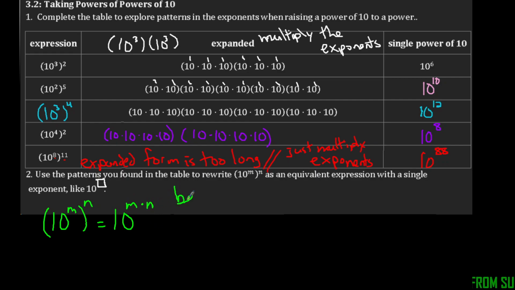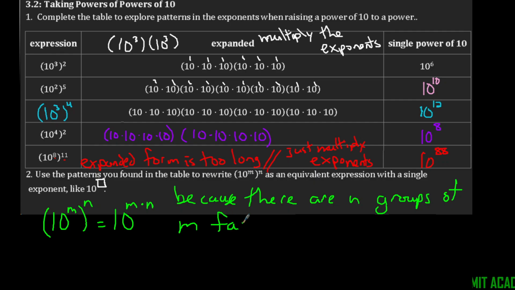We could say this is because there are n groups of m factors that are 10. So make sure you write that for yourself. Again, you're raising that value inside the parentheses to a new power, but you can just multiply those exponents together.